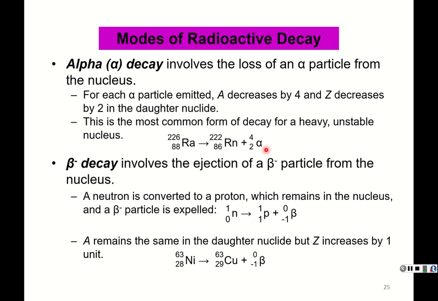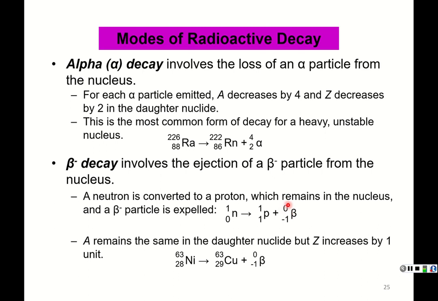particle from the nucleus. A neutron is converted to a proton, which remains in the nucleus, and a beta particle is expelled. So a neutron can go to a proton, and when that happens, you're changing the charge of that neutron to a positive for the proton. So to balance that, because the Z number on both sides of the arrow has to be balanced, a beta particle is created.